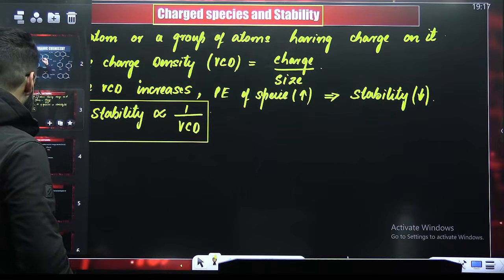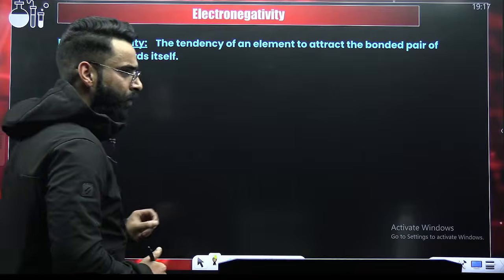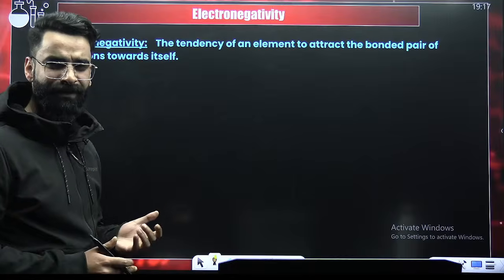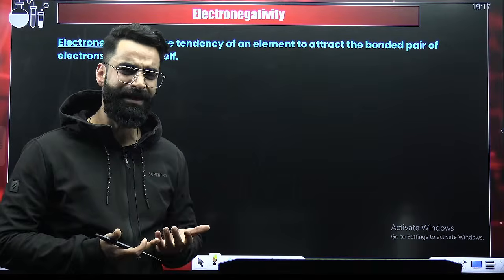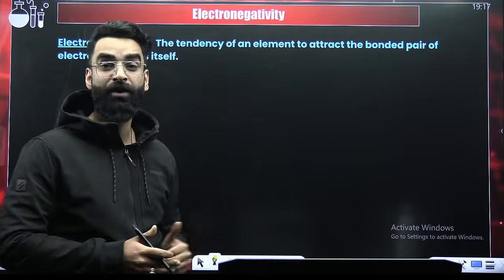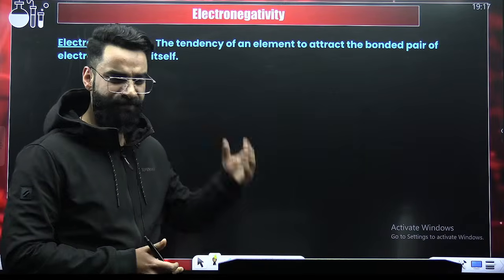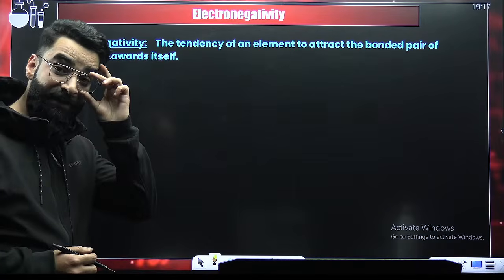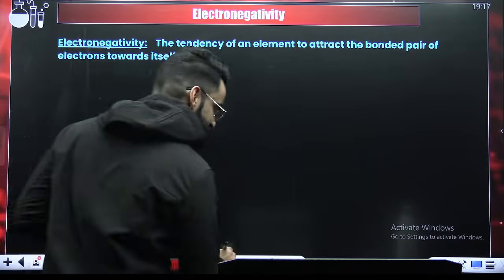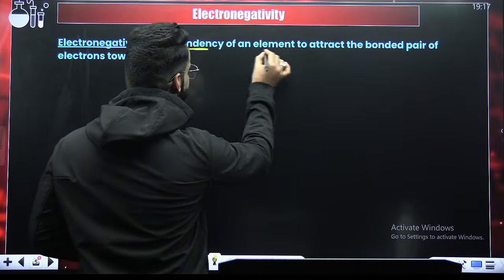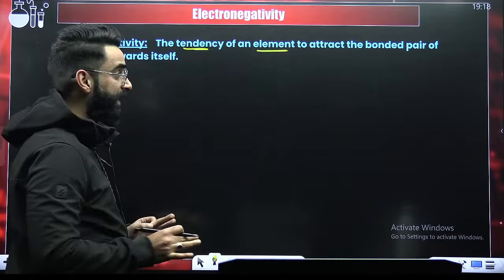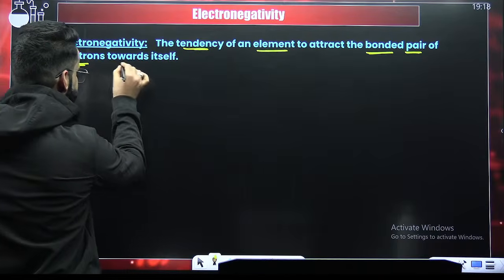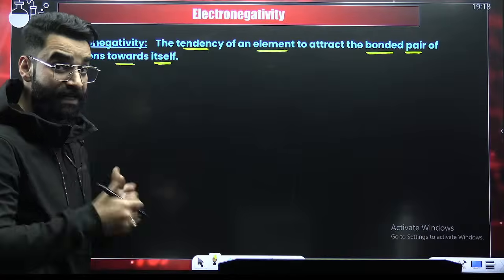Now, my dear students, there's a term which I'll be frequently using. What is that? The term is electronegativity. I believe all of you would be familiar with this term already, but still, let me talk about this particular term a bit more here, because frequently in this particular chapter, I'll be using this term. How do we define the term electronegativity? My dear students, electronegativity is nothing but the tendency of an element to attract the bonded pair of electrons towards itself. What does that mean?